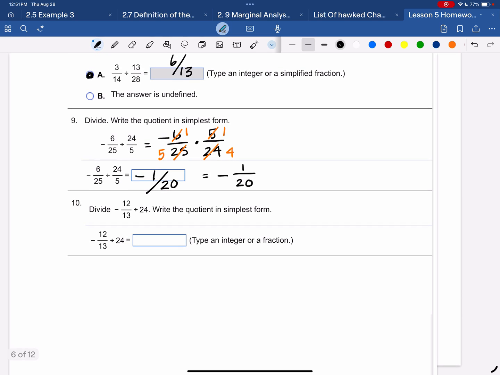Number 10, we have a fraction divided by a whole number. Going to do the same thing here. Negative 12 13ths times 24 is 24 over 1. So that's going to be 1/24. And I see that I can reduce. 12 into 24 is 2. That leaves a 1 there. So a negative times a positive is a negative 1 over 26. You have to do the change and the flip before you reduce.